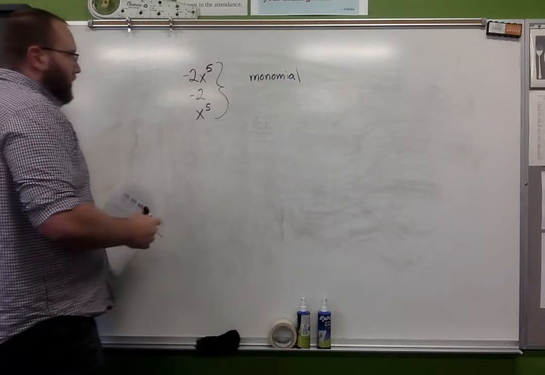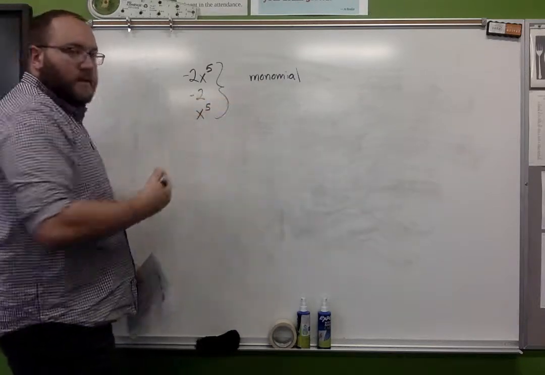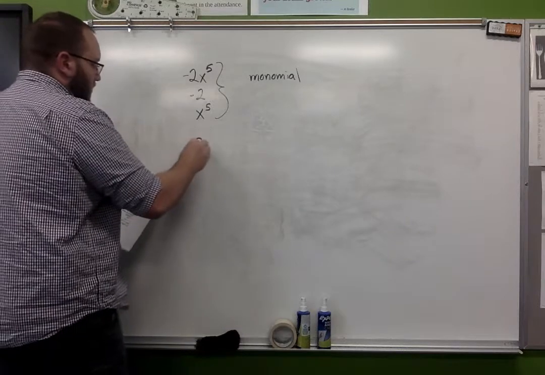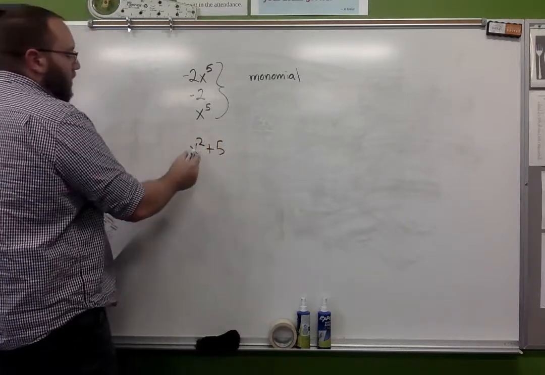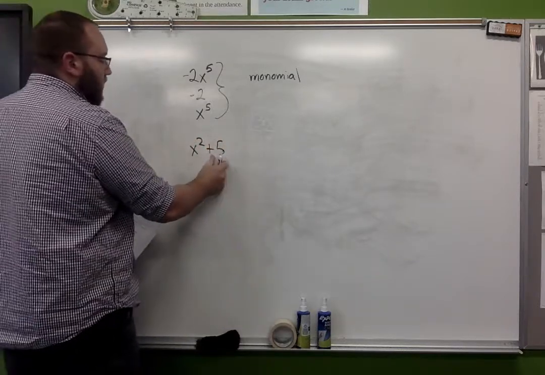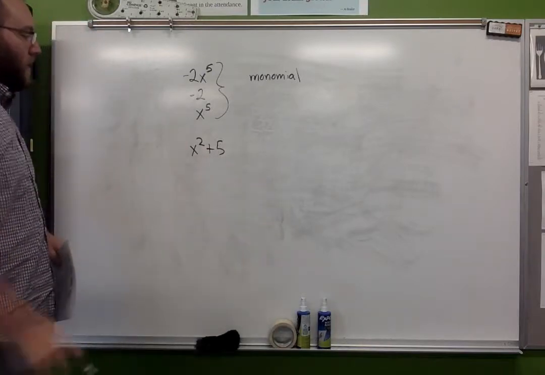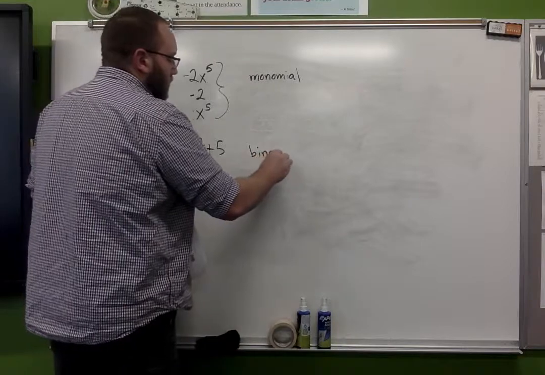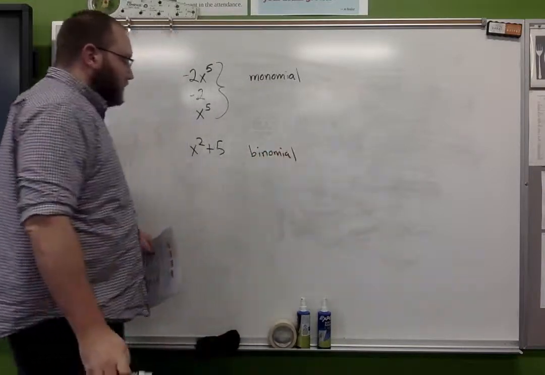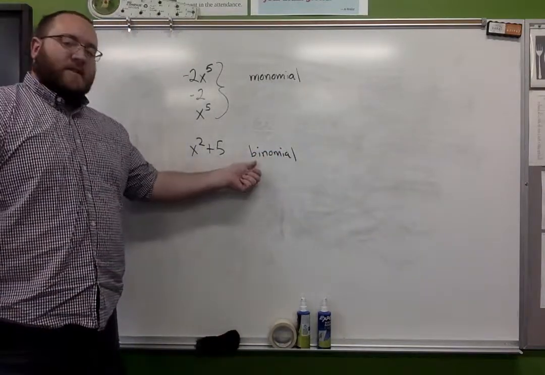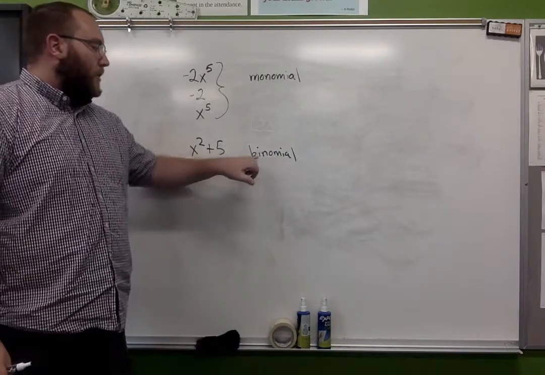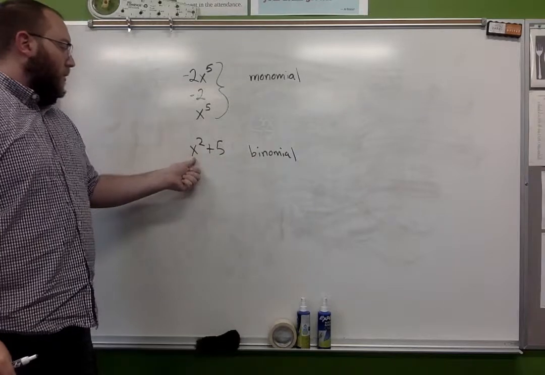Now, if there's two monomials together in one expression, for example, x squared plus 5, see there's a monomial here, and then there's another one here, then this is called a binomial. Bi is a prefix meaning two, like a bicycle has two wheels, a binomial has two terms. 1, 2.